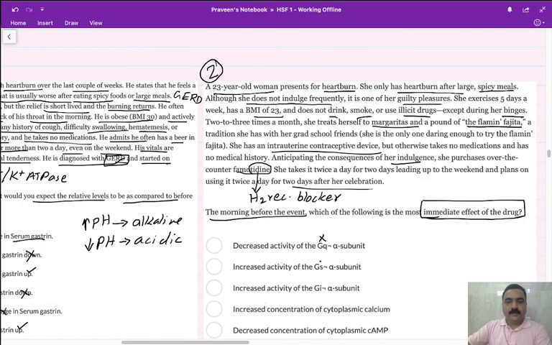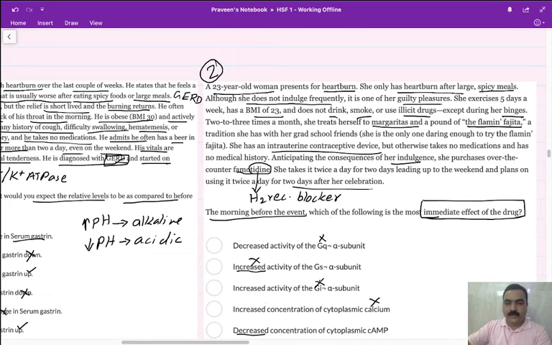It acts through Gs, but the option here says increased activity of Gs, and it is not increased; it will be decreased activity of Gs. It is not acting through Gi or Gq, so those are not the correct answers. Gs is increased by histamine, but now you are using a blocker, so it should not be increased. Increased cytoplasmic calcium has nothing to do with Gq or calcium here.